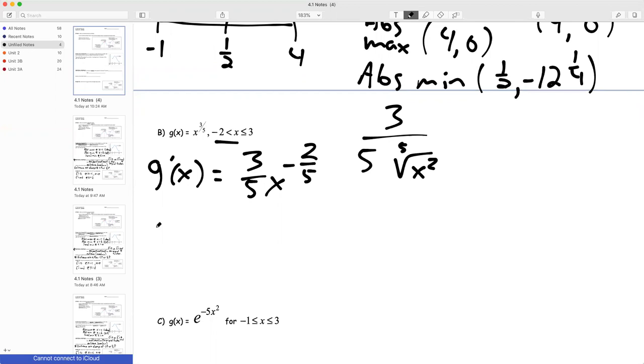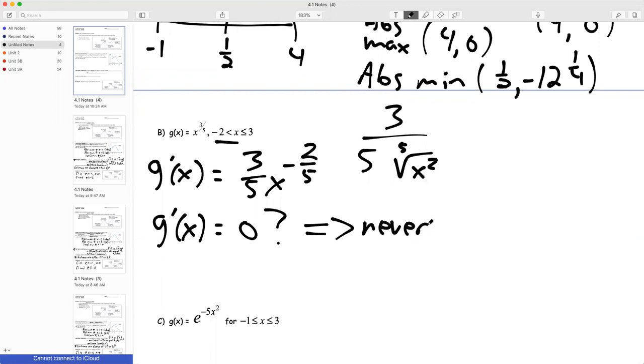Now I'm going to check for when g prime of x is equal to 0. And in this case, that would be never. Why can my derivative not be equal to 0? The only way the fraction can be 0 is if I have a 0 on the top, and 3 is in the numerator. There is no variable, therefore it can never be 0.